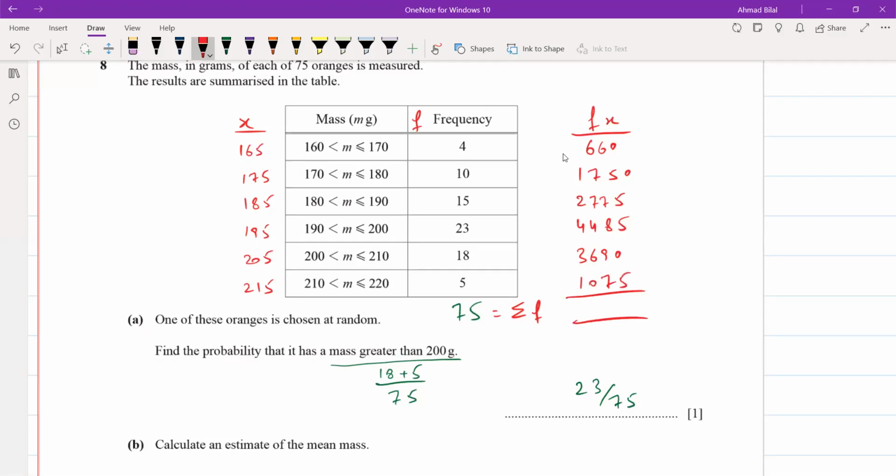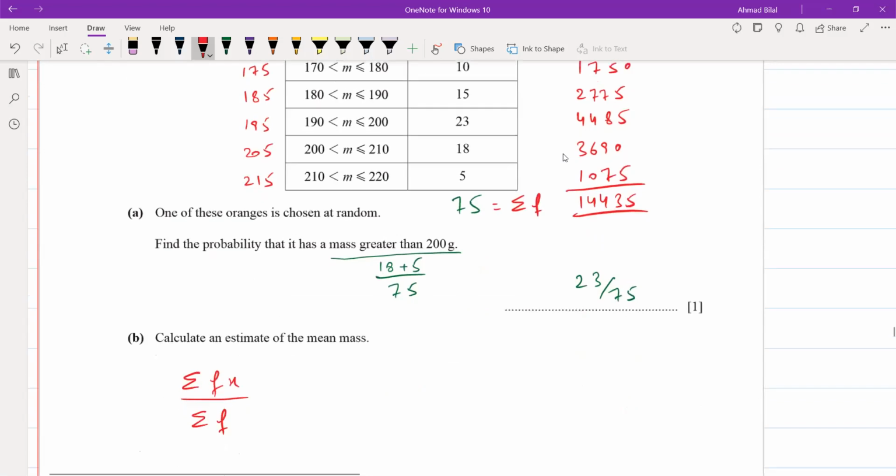ठीक है? We find the total. इन सबको total कर लेते हैं. 660 plus 1750 and so on. देखें क्या आता है? So ये आता है 14,435. Okay, so that's what we get. 14435. This is your sigma fx. ठीक है? अब आपको सिर्फ values input कर देनी है वहाँ पे. You say this is 14435 divided by 75, and that will give you the mean.